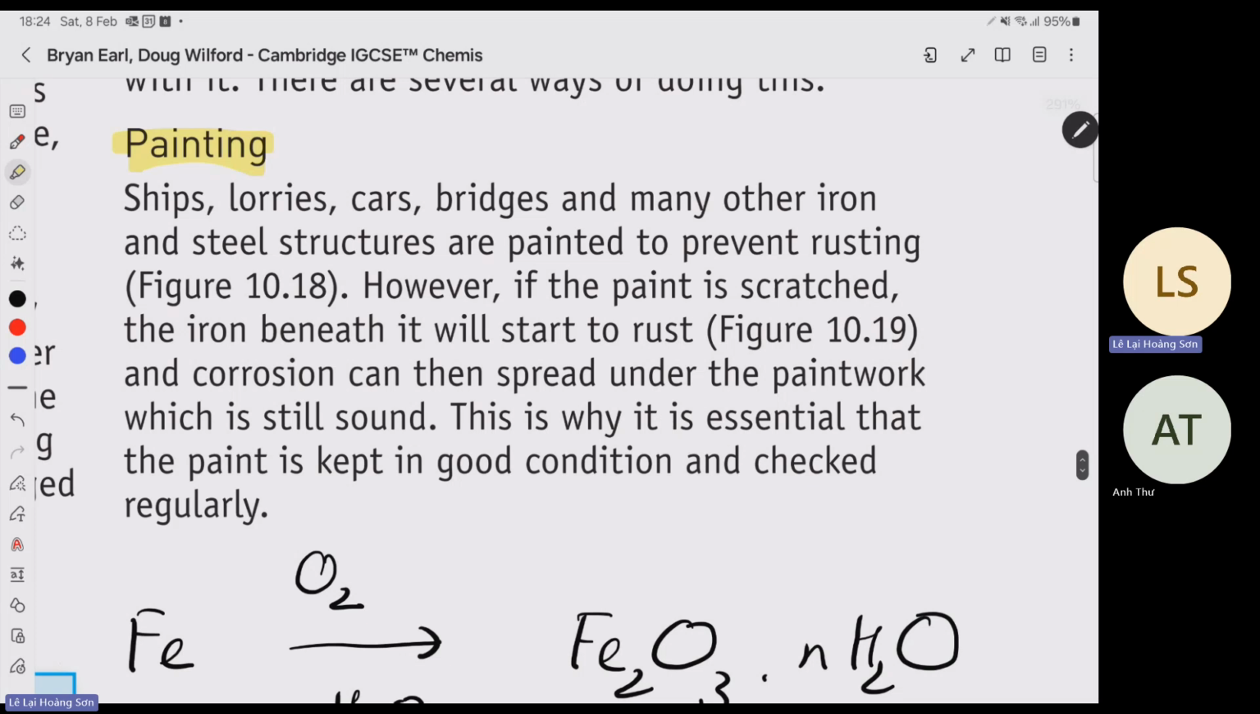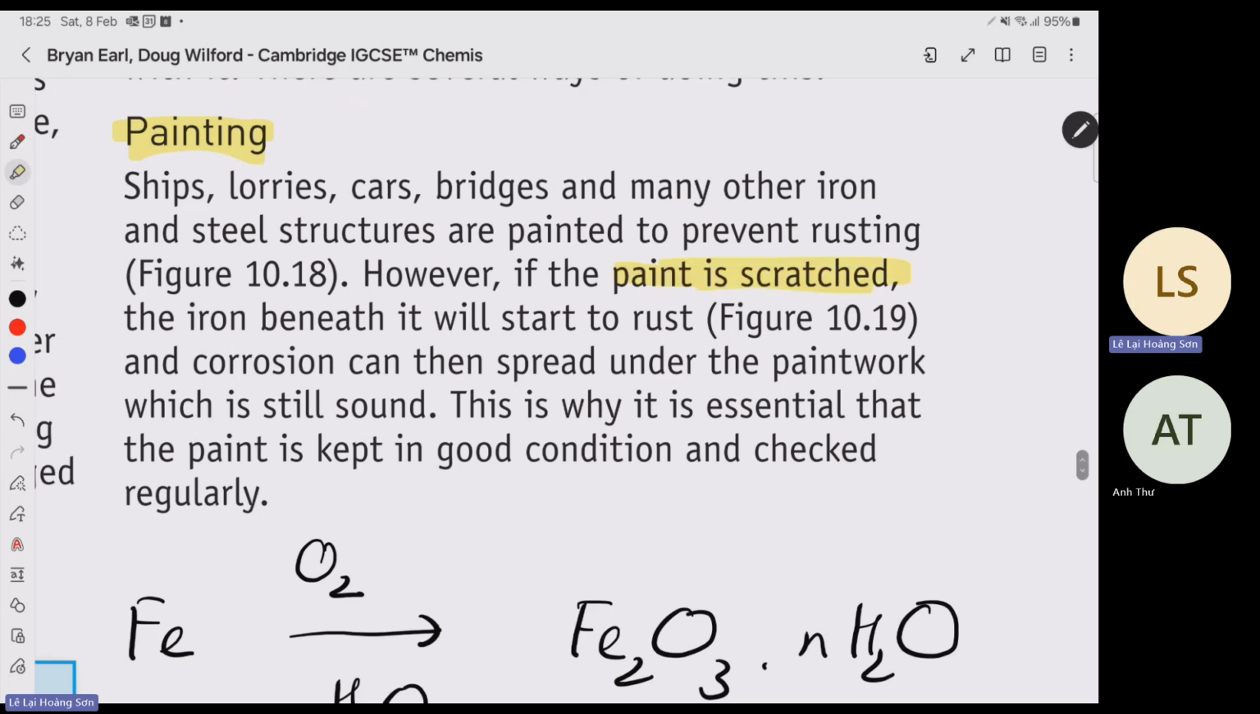All right. However, this cannot prevent rusting if the paint is scratched. Right, you can imagine if the paint is scratched, your iron will be exposed to the air, and the iron will start to rust. Right. So therefore, with this method, we will check the condition regularly, and then we need to repaint. All right, we need to repaint the object regularly to make sure that it is in good condition. All right, so that's the first part, painting.